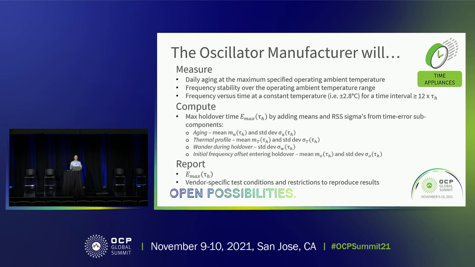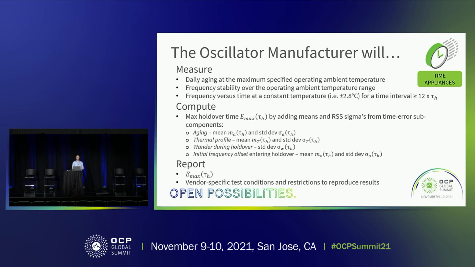And let's just say whatever the holdover time is tau, we want to go 12 times that to get good statistics. So if we measure those two things in the lab, then we can compute from that the daily aging and the wander, and use those in a model that I'm going to show in the next few slides to calculate the maximum holdover time. And that maximum holdover time is going to assume a Gaussian distribution for the noise processes.